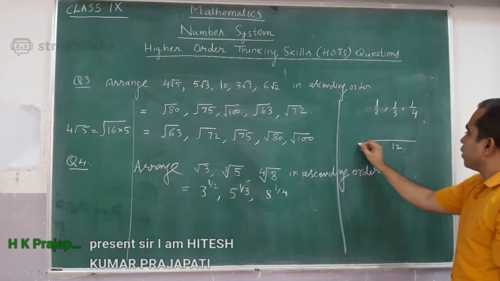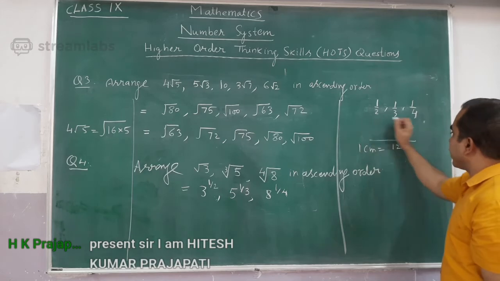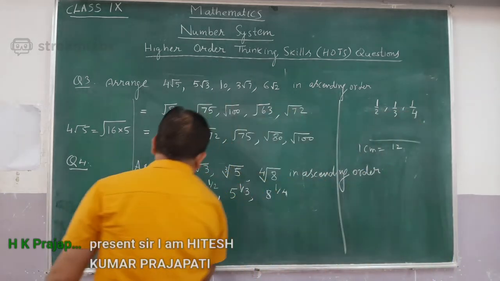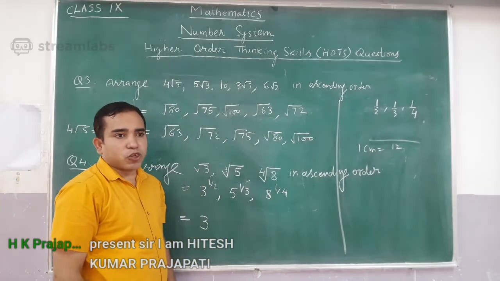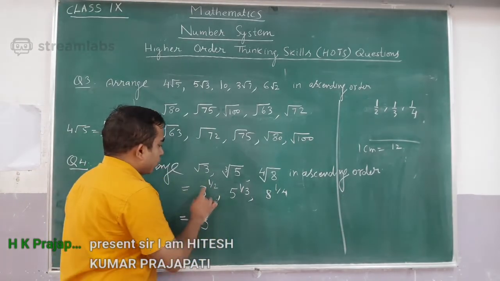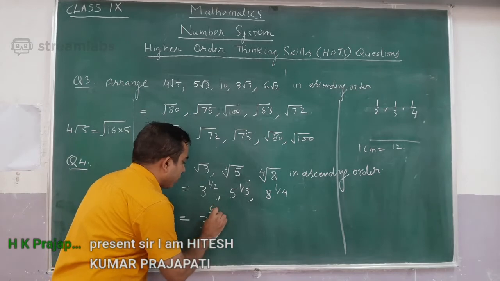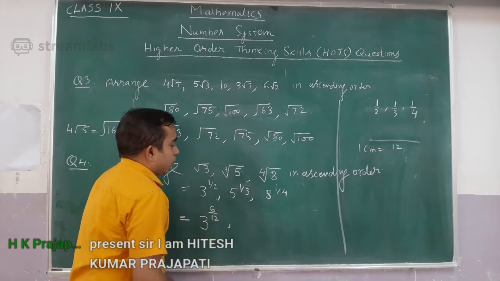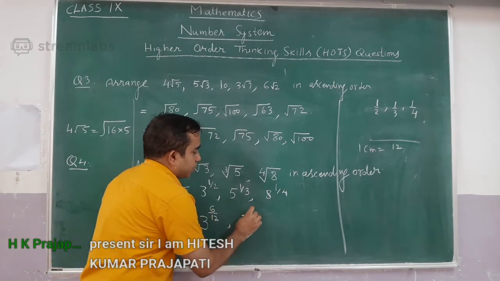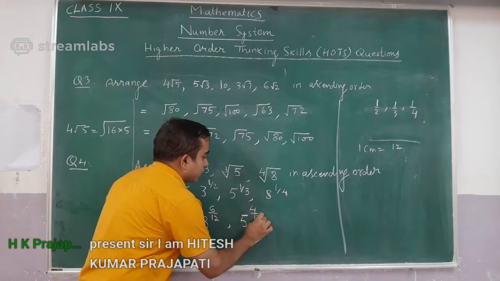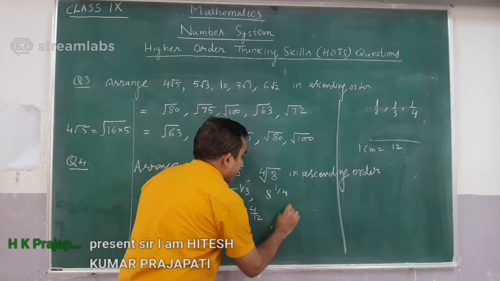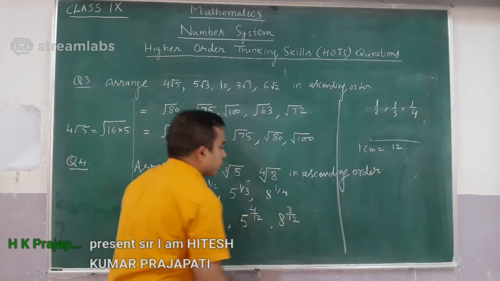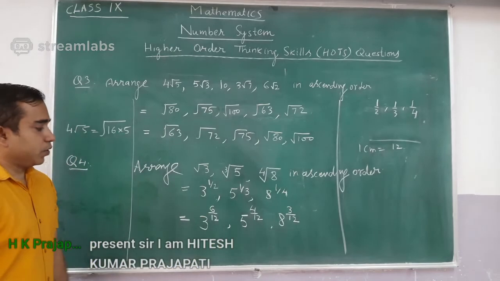So if I take the LCM as 12, then let's write all the indices in terms of denominator 12. So 1 by 2 I'll write as 6 by 12. 1 by 3 I'll write as 4 upon 12. Isn't it? 4 3s are 12. 1 by 4 I'll write as 3 upon 12. 3 4s are 12. Right.